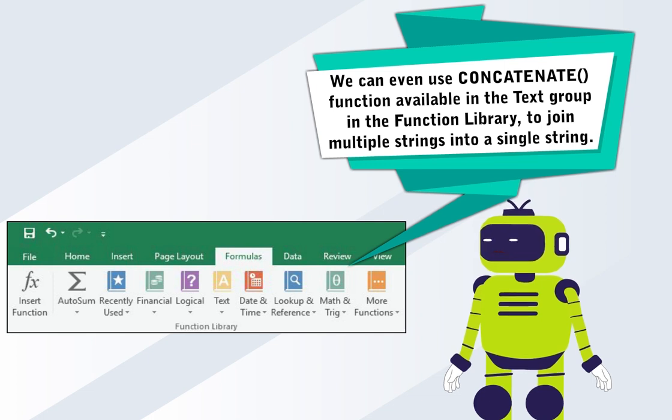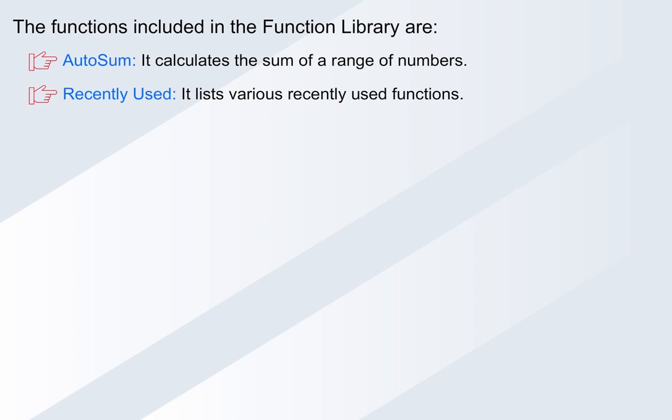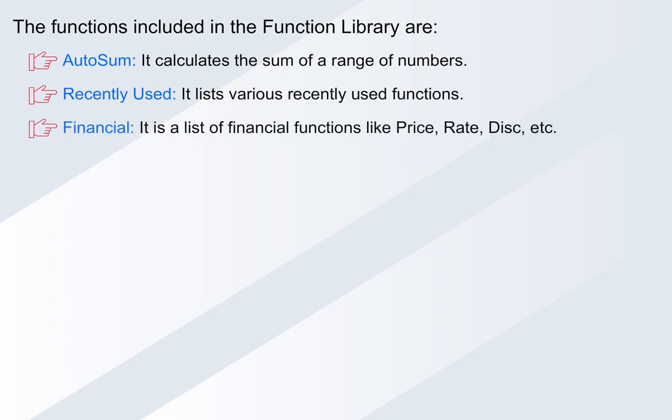We can even use the CONCATENATE function available in the Text group in the Function Library to join multiple strings into a single string. The functions included in the Function Library are AutoSum. It calculates the sum of a range of numbers. Recently Used. It lists various recently used functions. Financial. It is a list of financial functions like PRICE, RATE, DISC, etc.